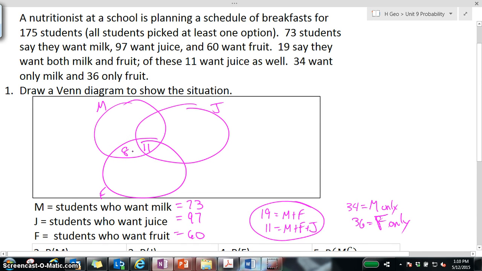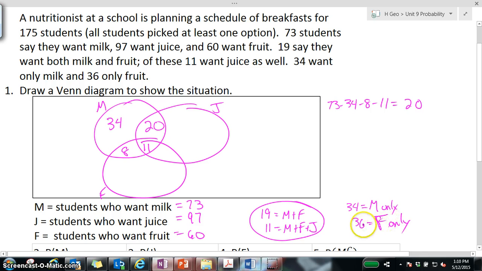We also know that 34 only want milk. So that'll be the rest of the circle that's not overlapped. So to get this part, we can do how many people want milk: 73 minus 34 minus 8 minus 11 will give us this overlap, which is 20.